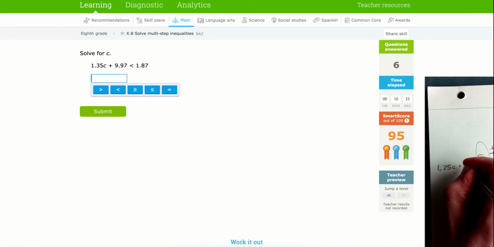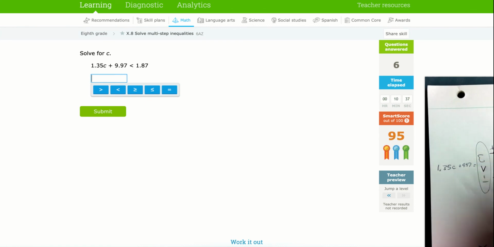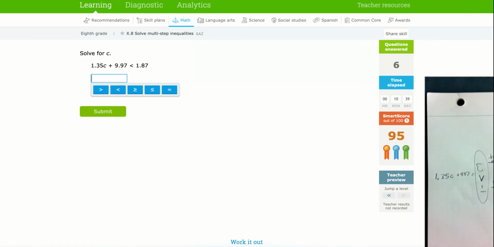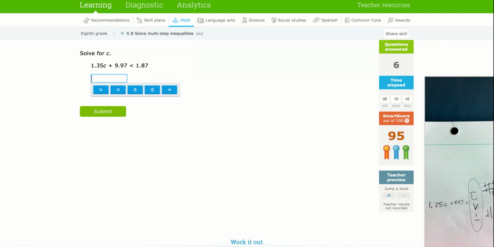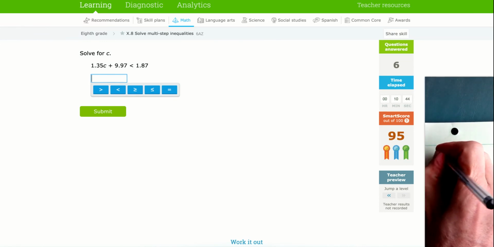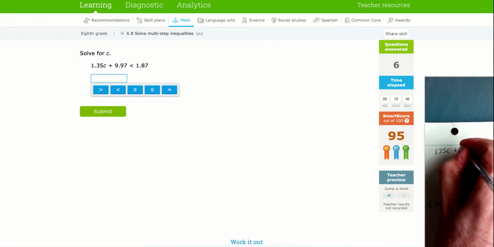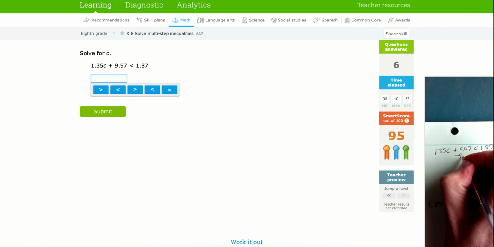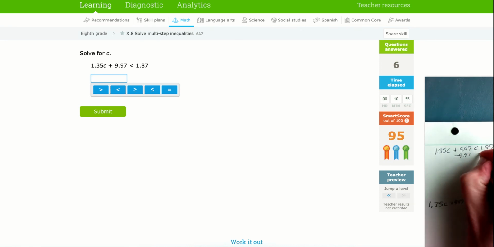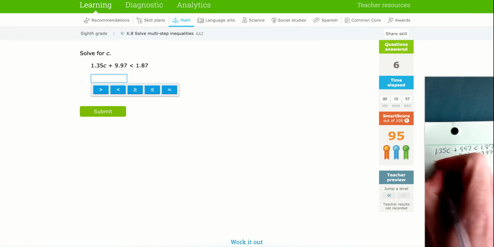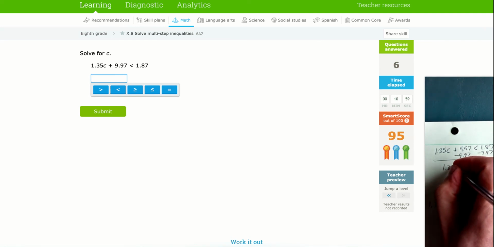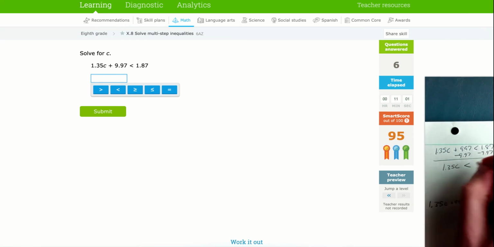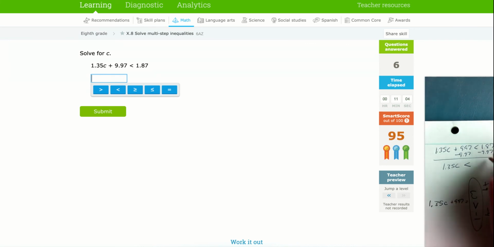1.35c plus 9.97 is less than 1.87. So I'm going to minus the 9.97. Minus the 9.97 leaves the 1.35c is less than, minusing doesn't change the inequality symbol.